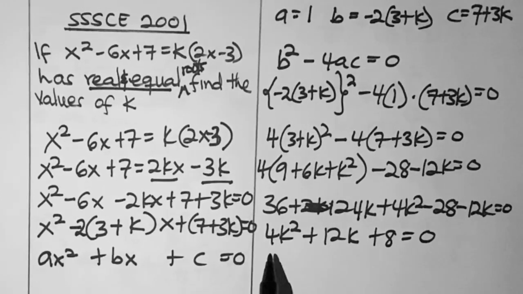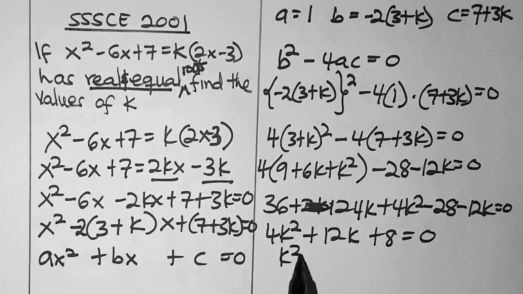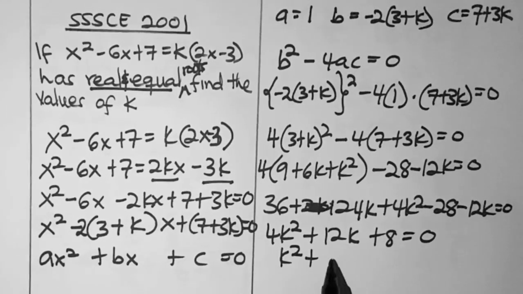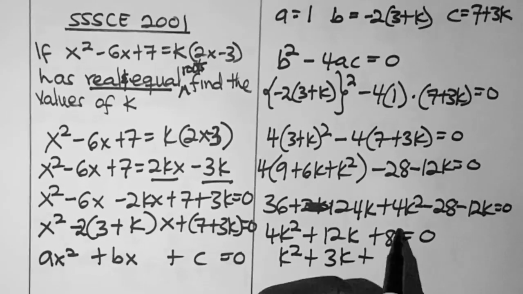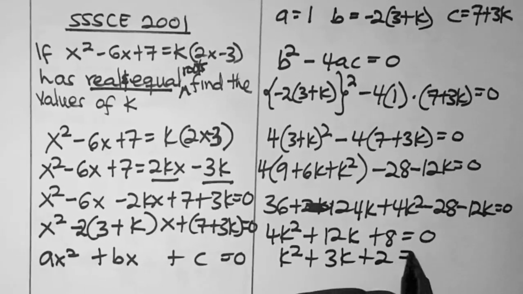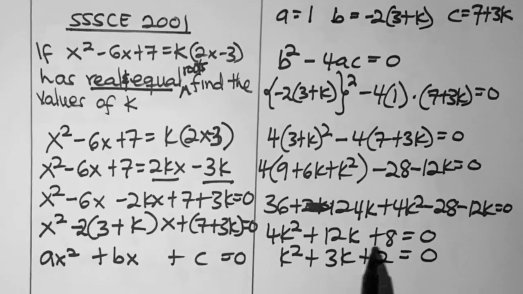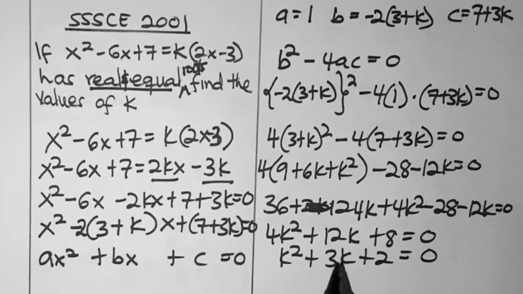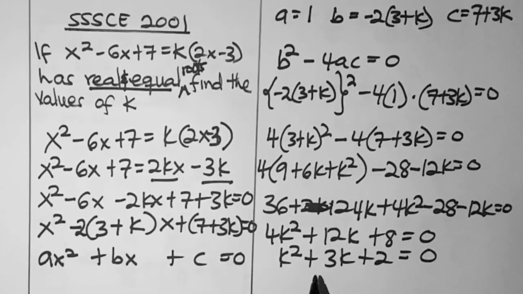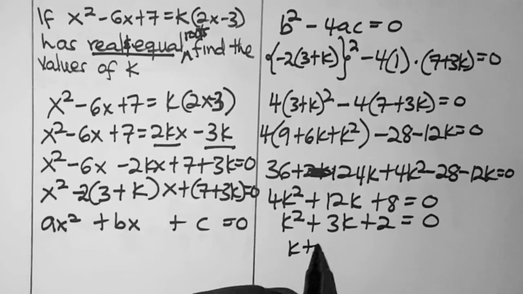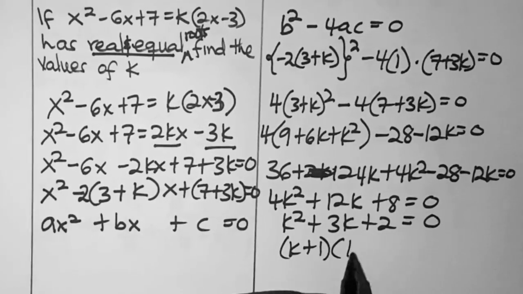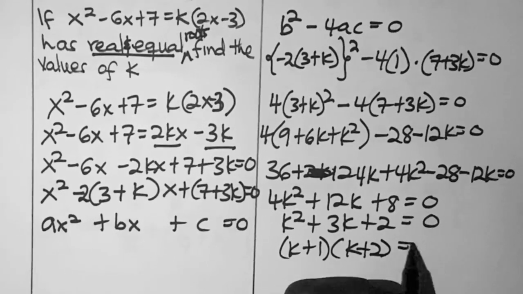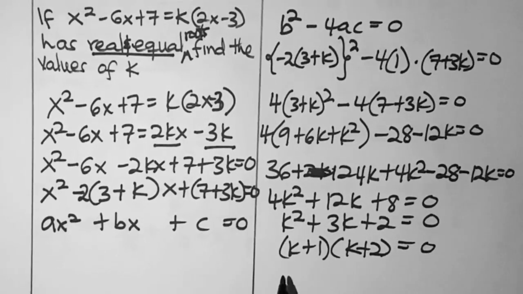Now we can further divide by 4. So k squared then plus 12 divided by 4 is 3k. Then 8 divided by 4 is 2 equals 0. So two numbers that if we multiply we get 2, but if we add we get 3. Those numbers are 1 and 2. So we have k plus 1 in one bracket, then k plus 2 in another bracket equals 0. So the values of k are k equals minus 1 or k equals minus 2.